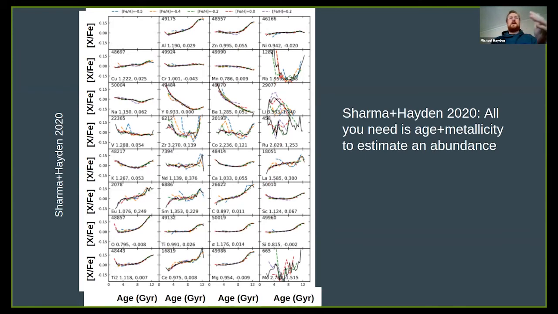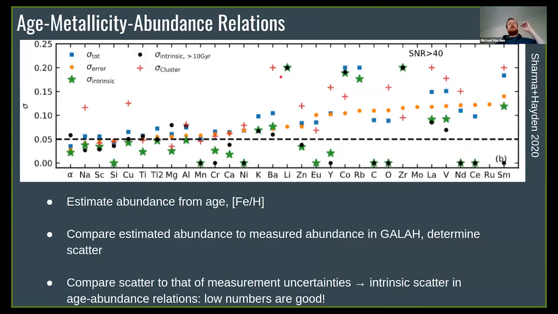So we actually quantify that in this plot. Again, we're taking our birth radius, we're estimating an abundance based on fitting a relation to that, and then we're comparing that to what GALAH actually measured and determining the scatter. Our measurement uncertainties in GALAH are about 0.05 dex for different abundances. We're asking, what's the difference between what we predict from the birth radius and what GALAH measured? That's what's shown in the green triangles, the intrinsic scatter in these different age abundance relations. If you want to do chemical clocks, low numbers are really good.